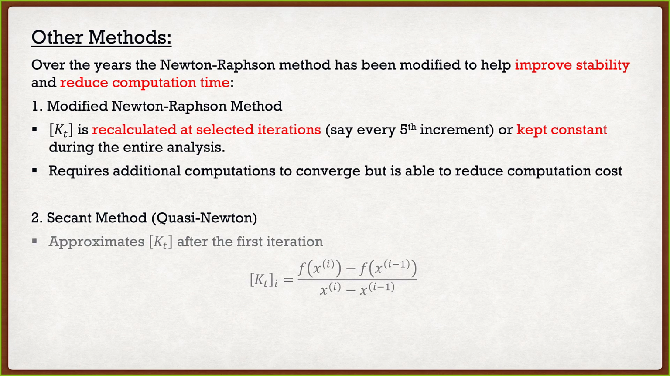Now, what we do in this method is we actually approximate that KT after the first iteration. We do this by figuring out the value of our function as well as our two initial guesses from the previous iteration. So we have to calculate that KT once to get to the second iteration, but from the second iteration on, we use the formula below, and there are variants of this formula. This isn't the only one, but basically we approximate this.